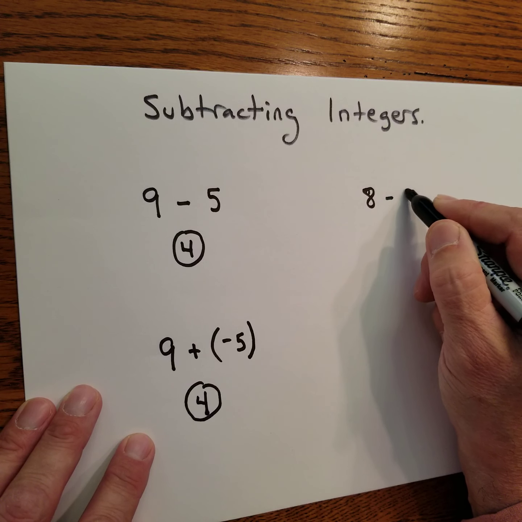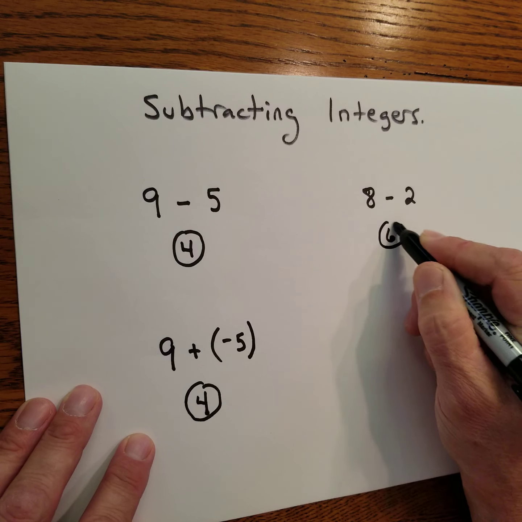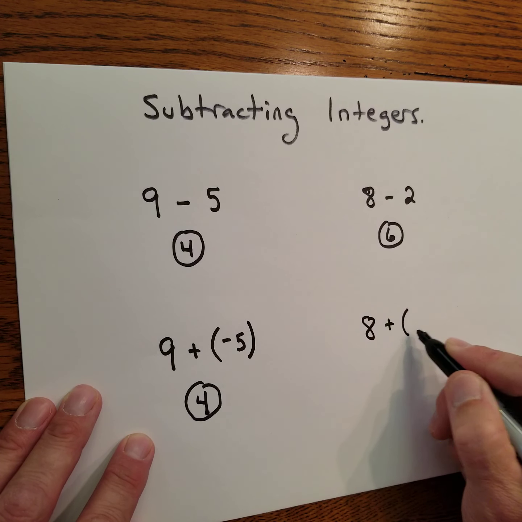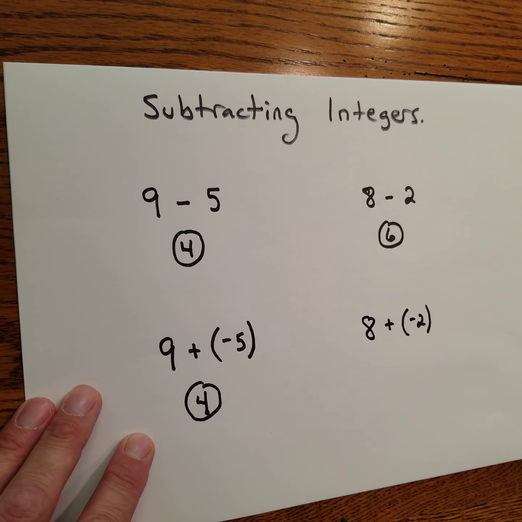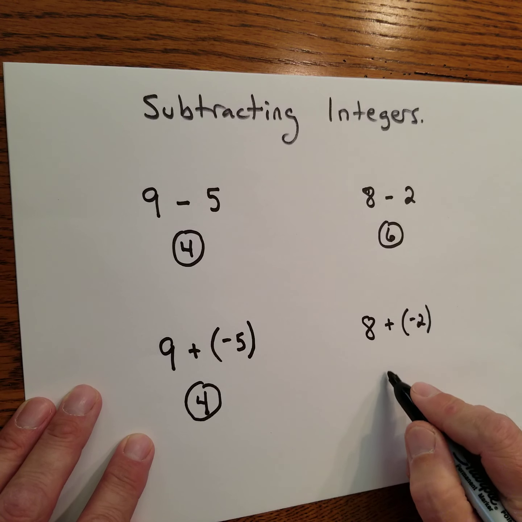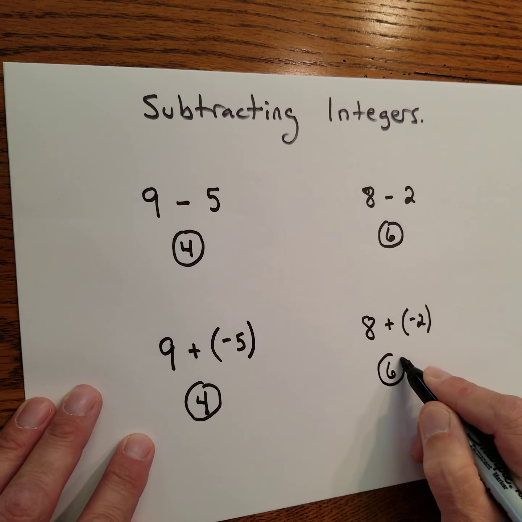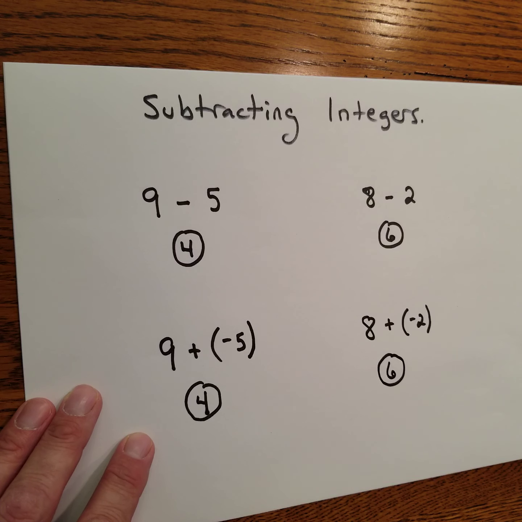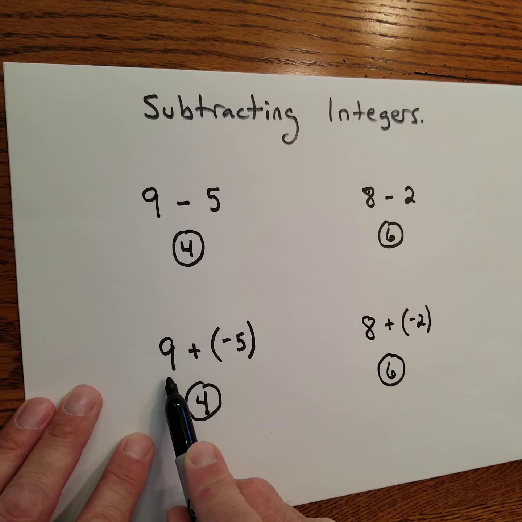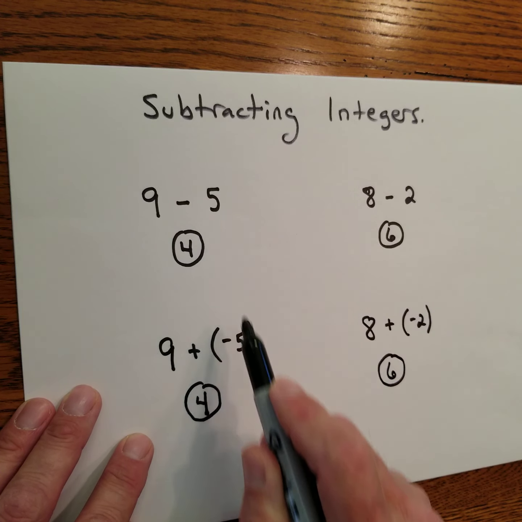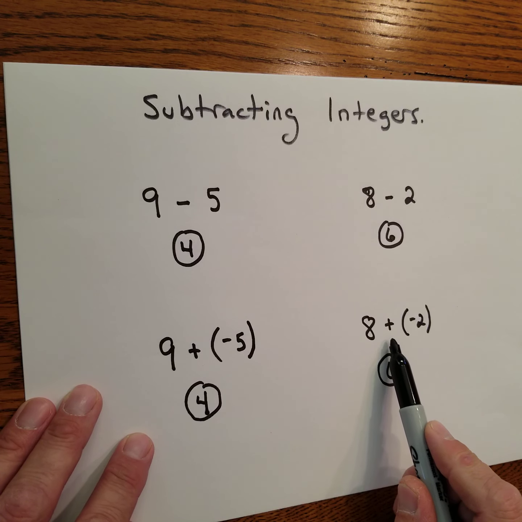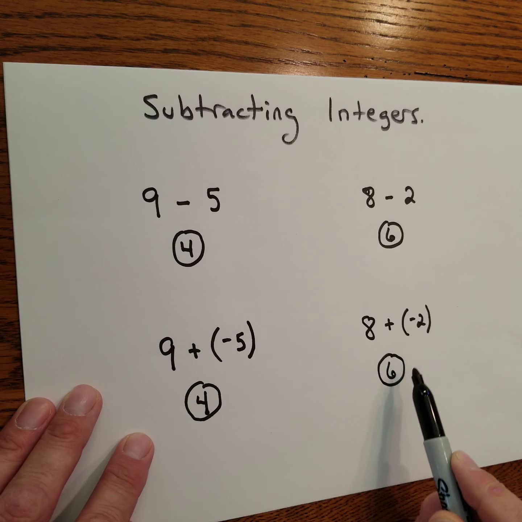We know that 8 minus 2 is 6. But it's also true that 8 plus the opposite of 2 is 6. Because 8 and negative 2 have different signs, so we subtract them and we keep the sign of the larger number. When we subtract, that's the same as adding the first number to the opposite of the second number. Subtraction is the same as adding the first number to the opposite of the second number.